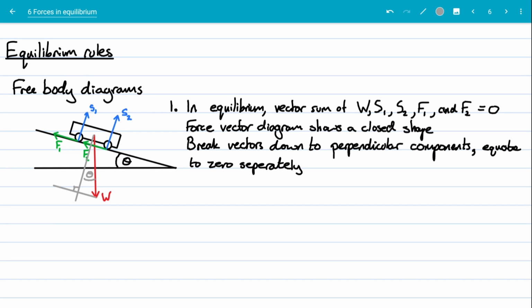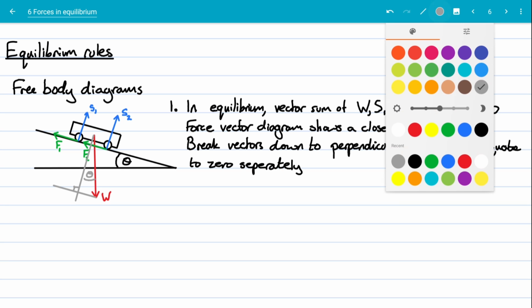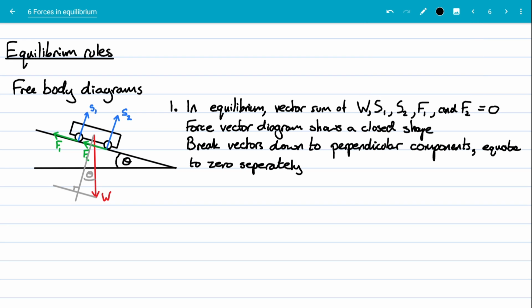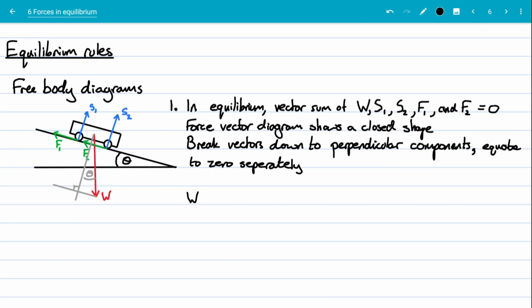And we've done that because we can see that W cosine theta is the component that's parallel with S1 and S2, and W sine theta is the component that's parallel to F1 and F2. So we can then say that the vector sum of W plus, actually let's not do it as vectors, let's say it's scalars. So S1 plus S2 must equal W multiplied by the cosine of theta. Actually, there should be a minus in there because it's in the opposite direction, and when you add them together it should equal 0, but it doesn't matter.